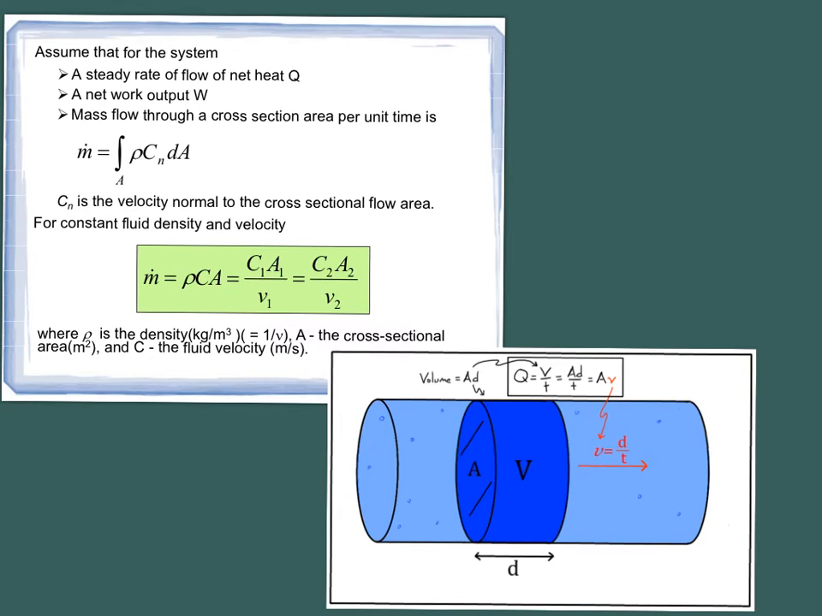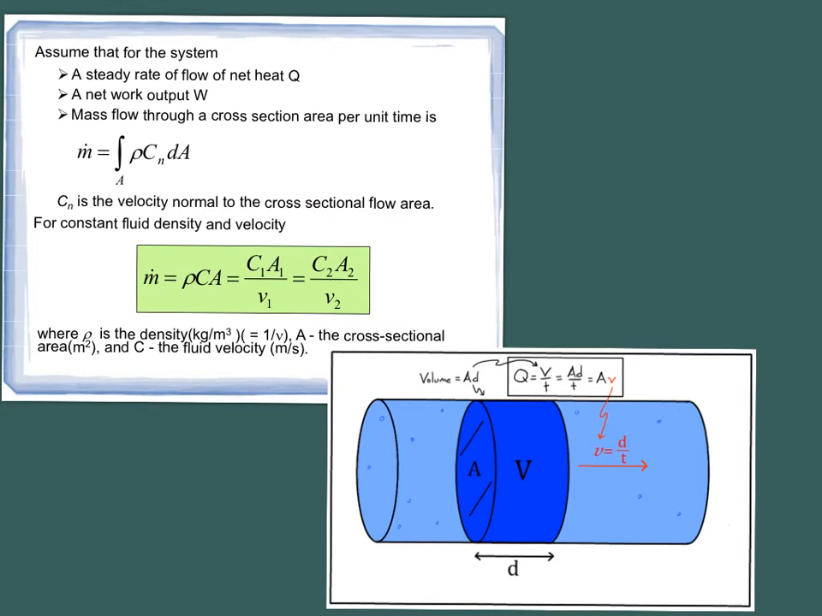So what does mass flow rate mean? How are you going to calculate your mass in and your mass out? Mass flow rate is, by definition, m dot equal to your density times velocity times the area, the cross-sectional flow area. So what does it mean by cross-sectional flow area?